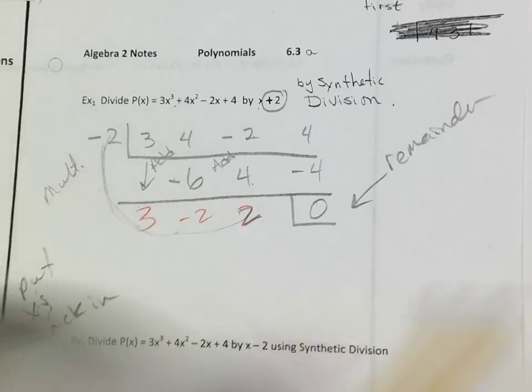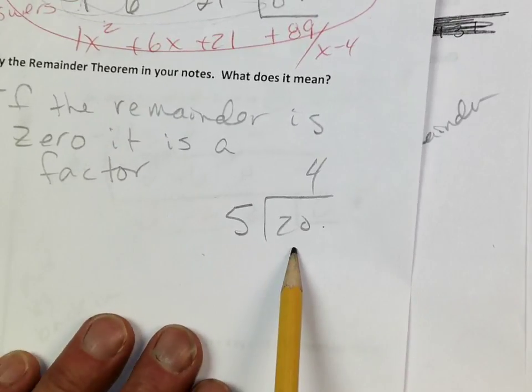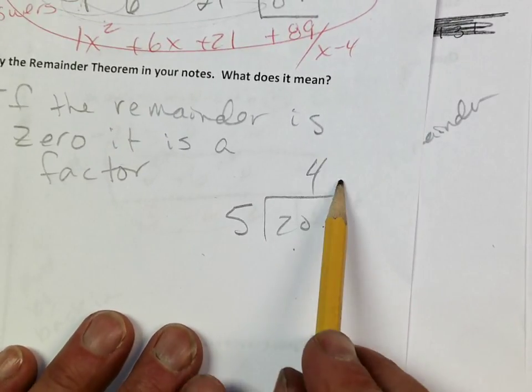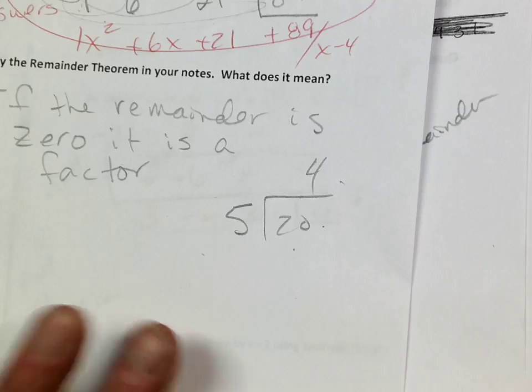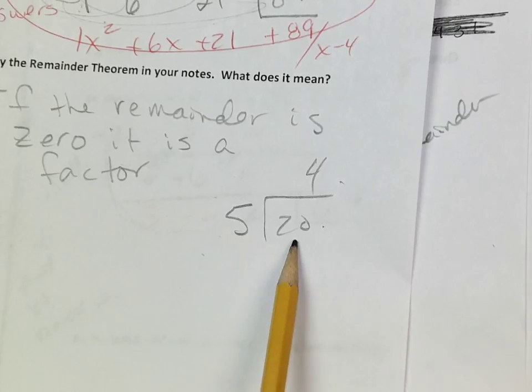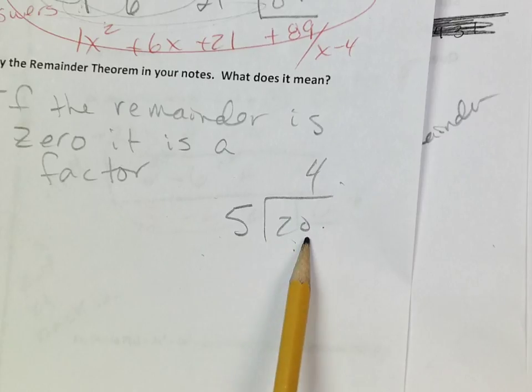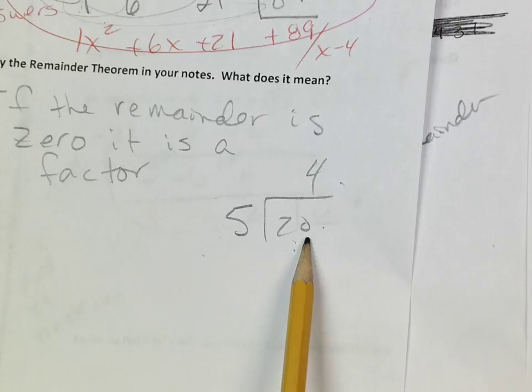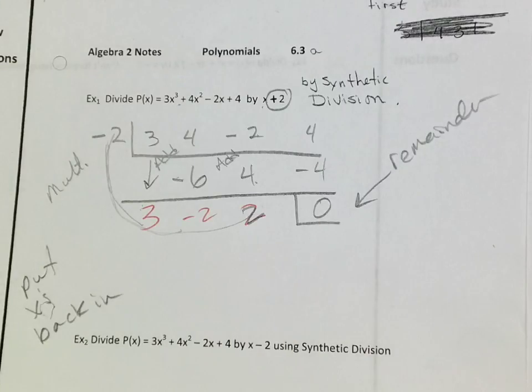Real quick. 5 goes into 20, doesn't it? The answer is 4. Is there a remainder? Now let's think about what factors mean. Factor means a number that divides into it evenly. 5 is a factor of 20, right? 4 is a factor of 20. 2 is a factor of 20, right? 10 is a factor of 20, right? So if it goes into it evenly without a remainder, it's a factor.